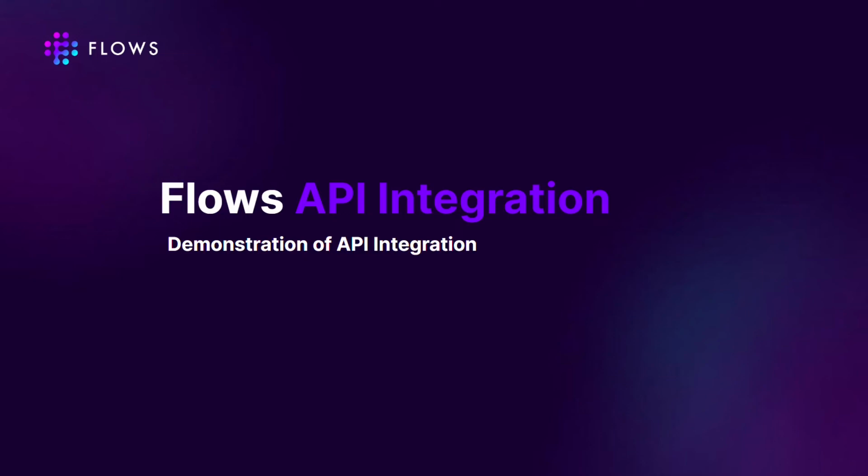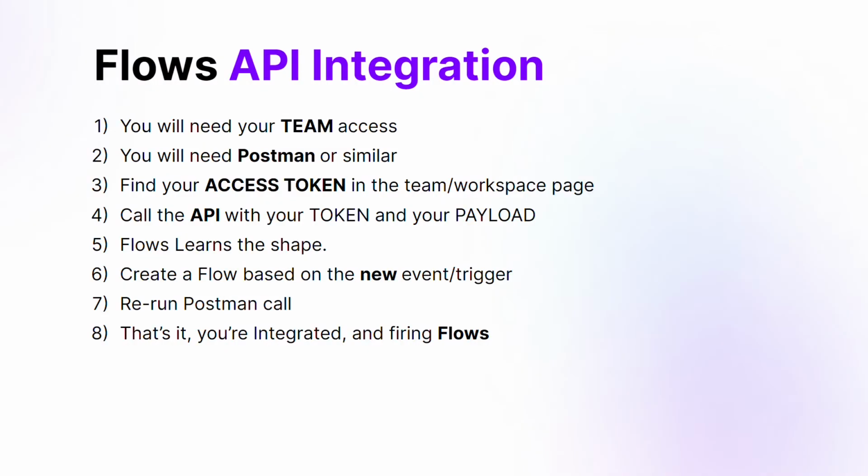Welcome to this Flows API integration demonstration. We're going to show you how to do web API integration as simply as possible. You will need your team access, a Postman or similar, or just a curl, and your access token. You're going to call the API, watch Flows learn the shape, then create a new flow, rerun the Postman, and that's it. Absolutely everything integrated.